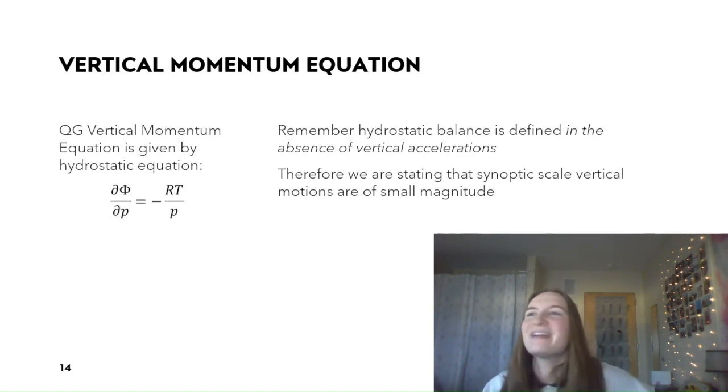This is another way of saying our synoptic scale vertical motions are of small magnitude. Yes, there is vertical motion, but it averages out, right? So we're just using our hydrostatic equation.